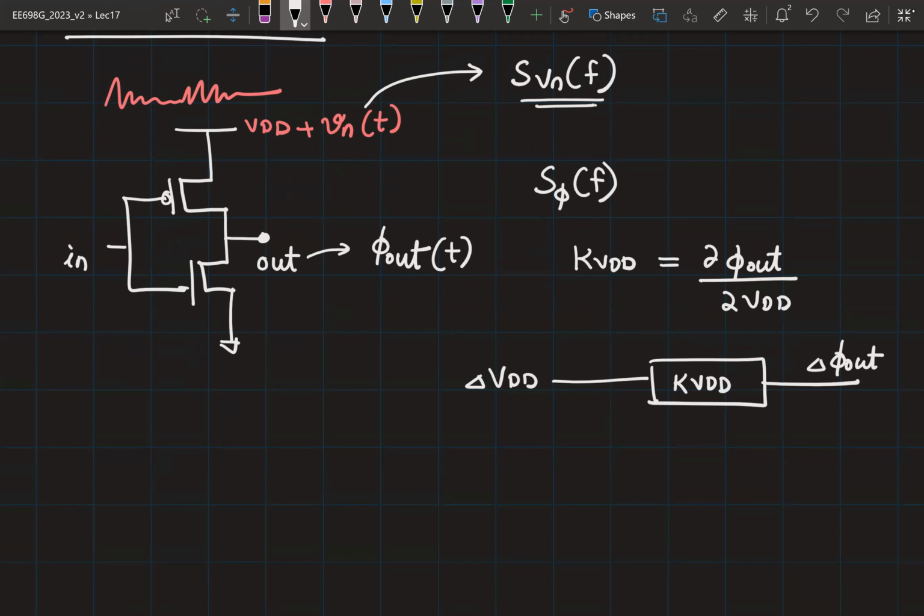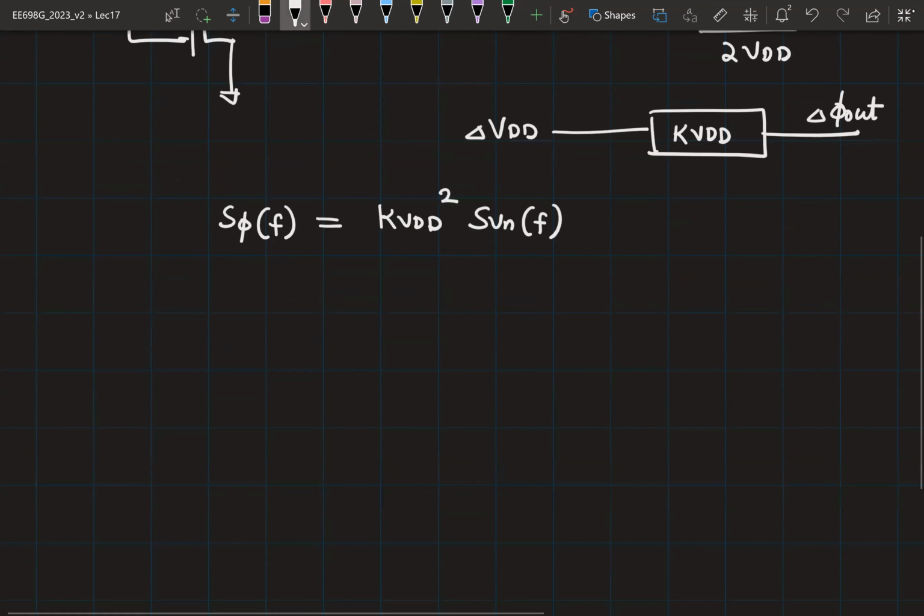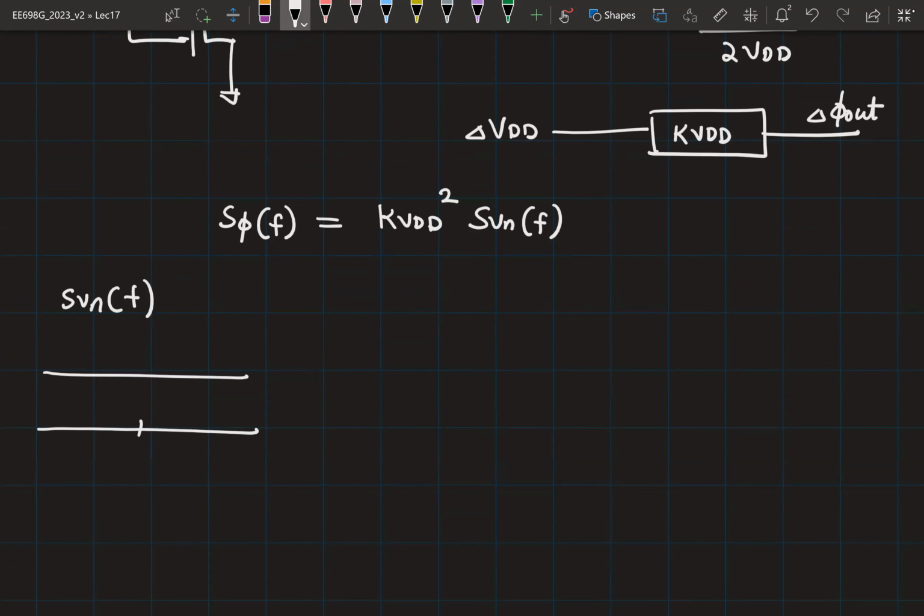So now can you give me the expression of S phi of f? So you have the transfer function. What is the next step? Square of the transfer function. So this is now not a function of frequency. So KVDD square into Svn of f. Okay. So now if Svn of f had a white noise spectrum, right, then my S phi of f will simply be a scaled white noise spectrum. So it preserves the shape, you just have a scaling factor.